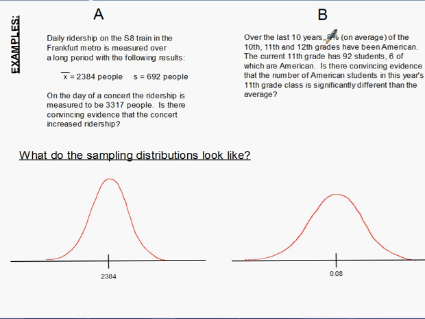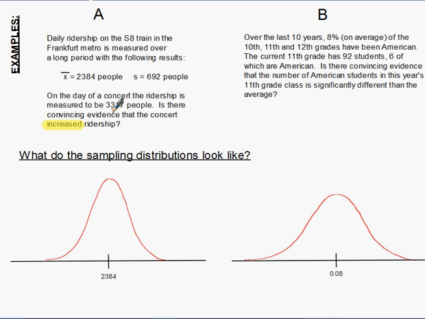Of course, now we're talking about a proportion of classes. Now, in this first example A, the one word which is most important is this increased ridership. We are not the least bit interested in whether it decreases or not. Our hypothesis is that because there's a concert, there's going to be more people.